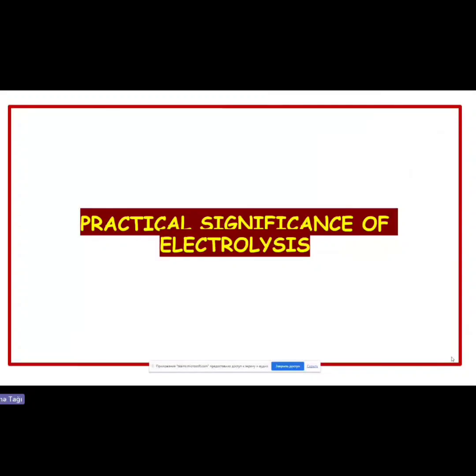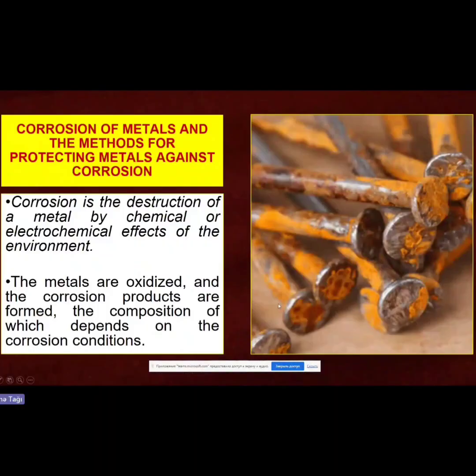So where do we use it? If we learn it, it means we use it somewhere. So let's start. Let's see where we can apply electrolysis. Can you see here we have nails which have corroded? We can see the rust on these nails. The rust is the result of corrosion.